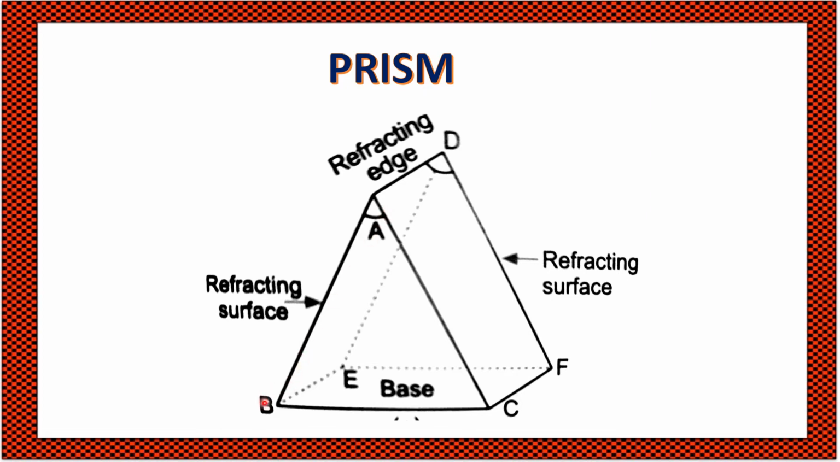Now, ABED and ACFD are known as the two refracting surfaces, and line AD is the refracting edge, and the surface BCFE is the base of the prism, which is usually grounded. The line of intersection of the two surfaces is called the refracting edge of the prism, and the section of prism perpendicular to the refracting edge is called the principal section of the prism.